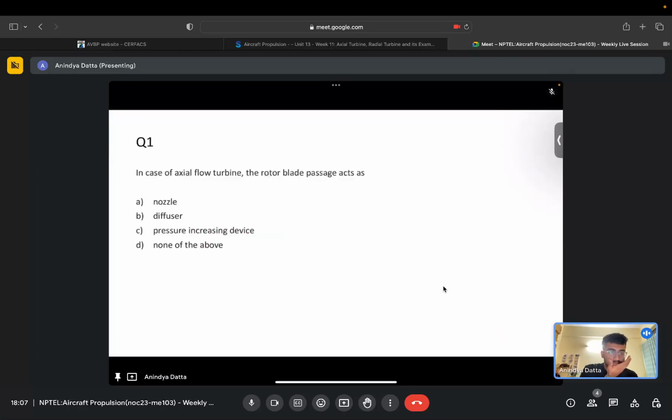So first I have a series of MCQs related to axial flow turbines and radial flow turbines, and at the last we have a numerical on axial flow turbines. The first question: in case of axial flow turbine, the rotor blade passage acts as nozzle, diffuser, pressure increasing device, none of the above. Which is correct here? As usual, you can type your answer in the chat box.